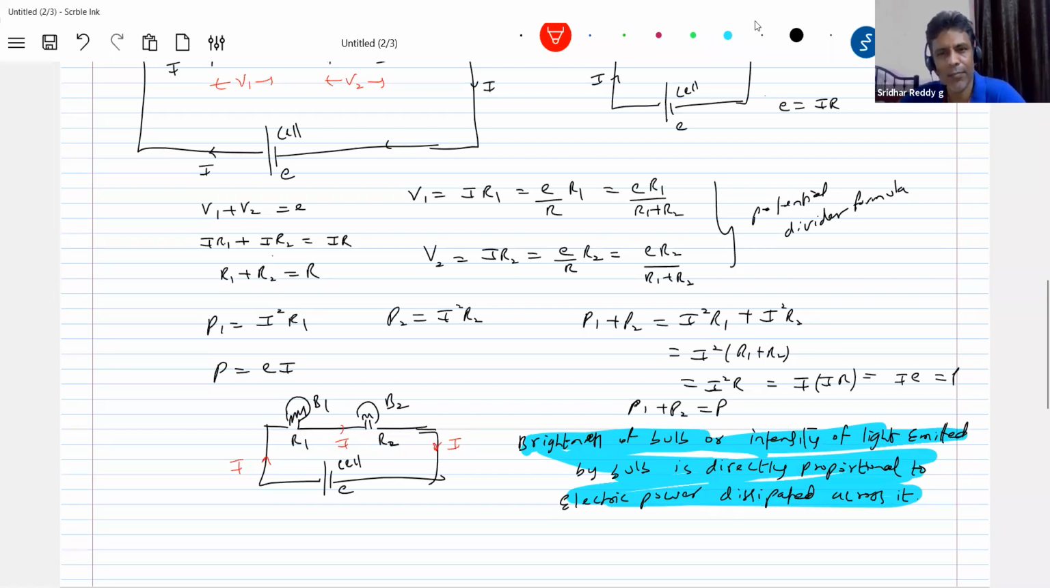Agree? This will be if R1 is greater than R2. Then the same current is flowing, so P1 will be greater than P2. Which will be brighter? The bulb B1 will be brighter than B2. Brighter in the sense that it will emit more light. Brightness of a bulb is directly proportional to the electric power dissipated across it. Further, as they are in series, P1 is greater than P2 as R1 is greater than R2.